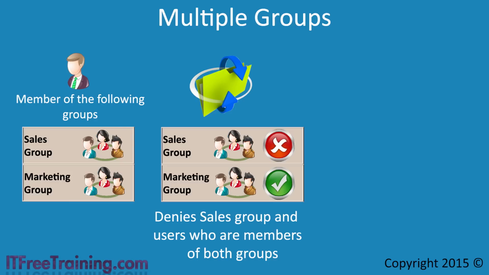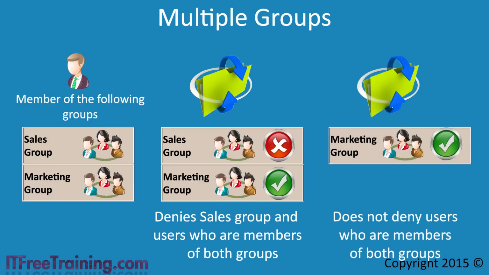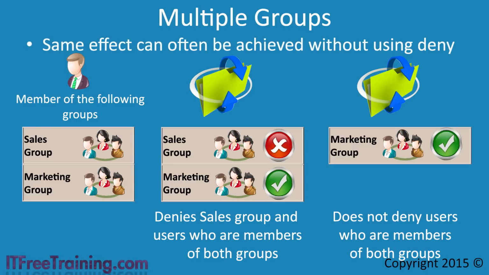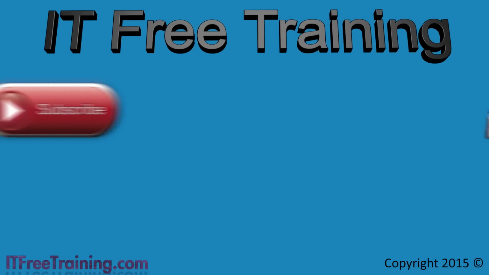So how do you deny access to the sales group but still allow access to users that are a member of both groups? The answer is quite simple. You remove the sales group from the permission list. Now only the marketing group will be given access. Users that are members of only the sales group will be denied access. Users like Joe that are a member of both groups will be allowed access. You can see that in many cases, the results that you are trying to achieve can be achieved without using the deny permission. This is one of the reasons many administrators try not to use the deny permission, but sometimes it is unavoidable. That's it for the deny permission.